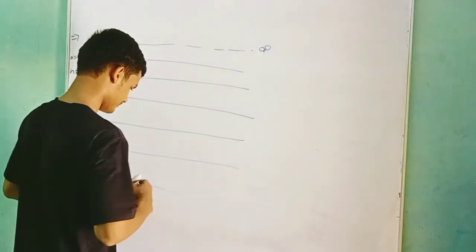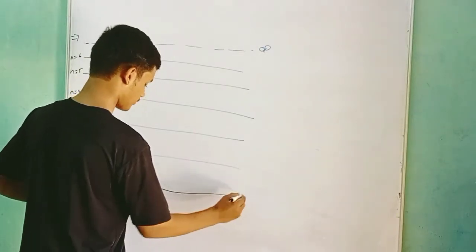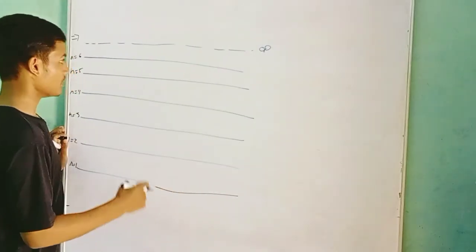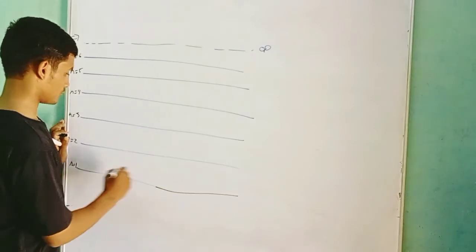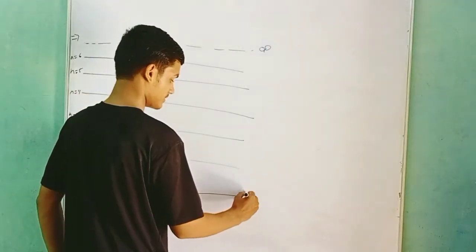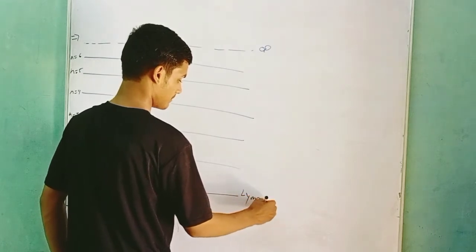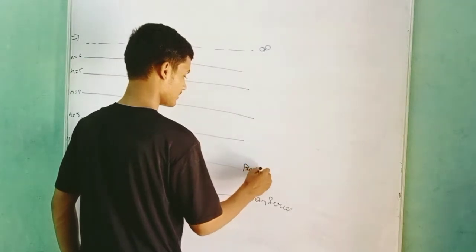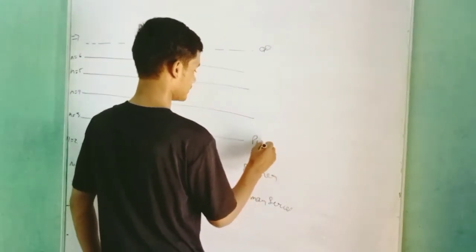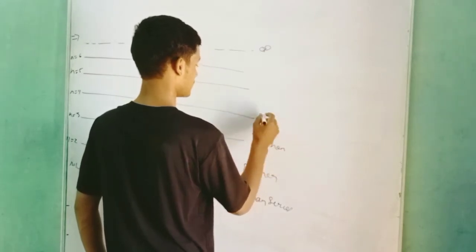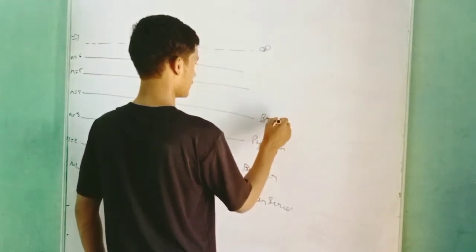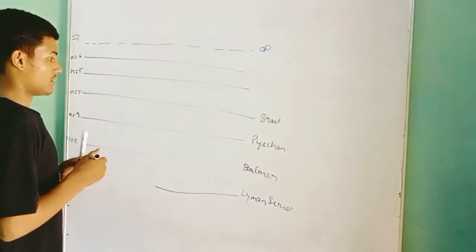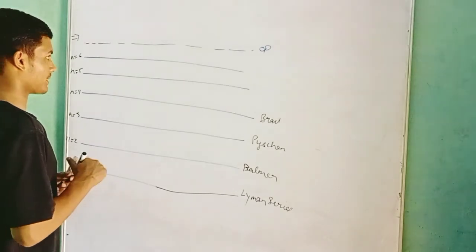Now we are going to draw the diagram for that. Here we take the Lyman series, here Balmer, Paschen, and then Brackett.